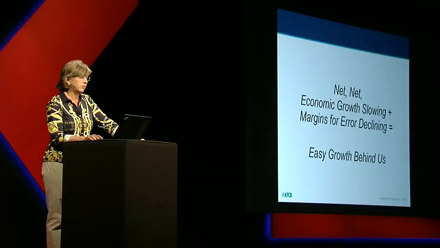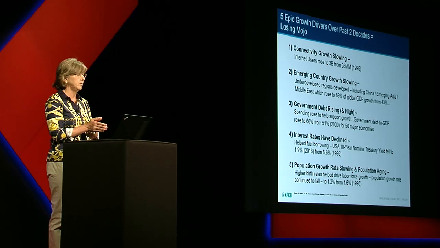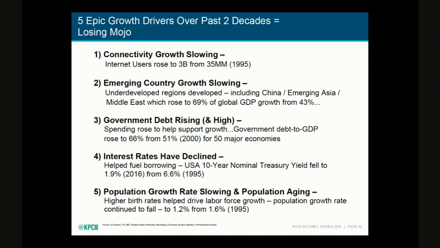The net of all this is economic growth is slowing and countries are set up with less margin for error than they have had in the distant past. The net of this is easy growth is behind us. We've lived through five epic growth drivers over the last two decades and they're losing some of their momentum. Connectivity growth, as I illustrated, is slowing. Emerging country growth is slowing. Government debt is rising and high, interest rates have declined, and a lot of that interest rate decline helped fuel a lot of borrowing, and population growth rate and labor force growth rates are slowing.